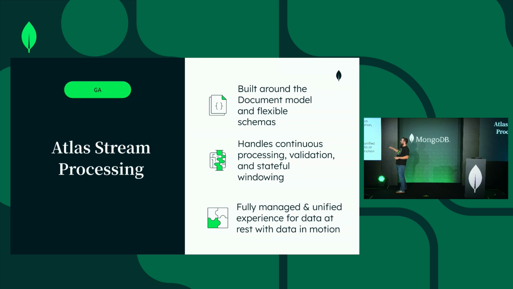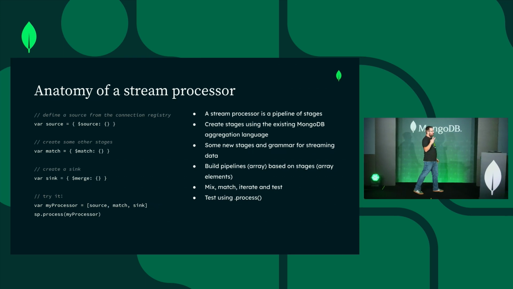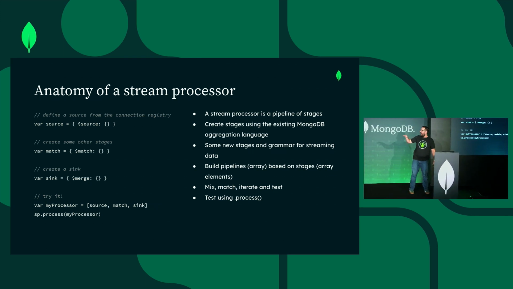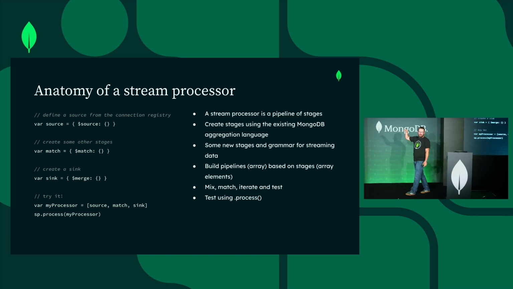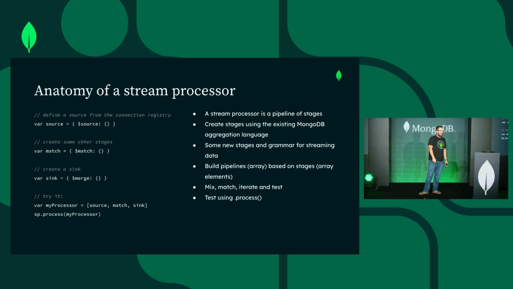What is Atlas Stream Processing? Atlas Stream Processing, we just talked all about it, is built around the document model, flexible schemas. You can use MQL aggregation pipelines to be able to do things, right? The big key, what I would really emphasize here, is that it's continuous. Every stream processor has two pieces to it. It has a source, and this is where you would read from Kafka or read the change stream from an Atlas cluster, and it always ends with a sink.